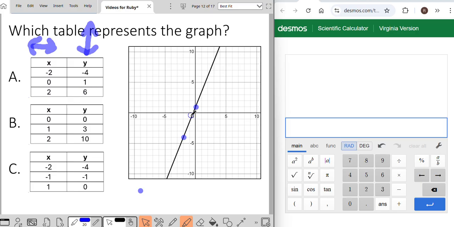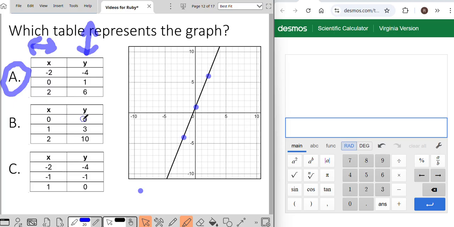And this one is a 2, 6. So again, 2 is positive, 1, 2, and 6 is positive. 1, 2, 3, 4, 5, and 6. And look at that, we already found our answer. That's it. But let's check the other ones just to make sure.